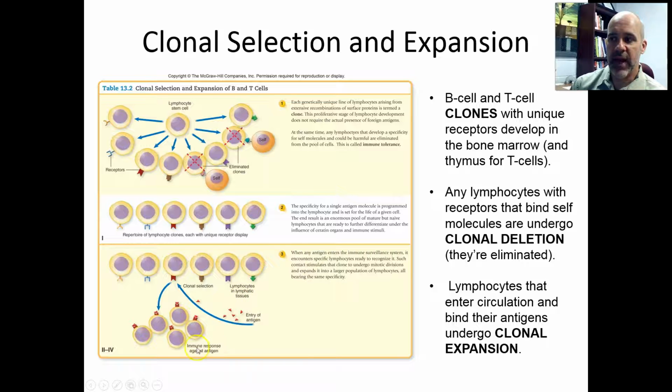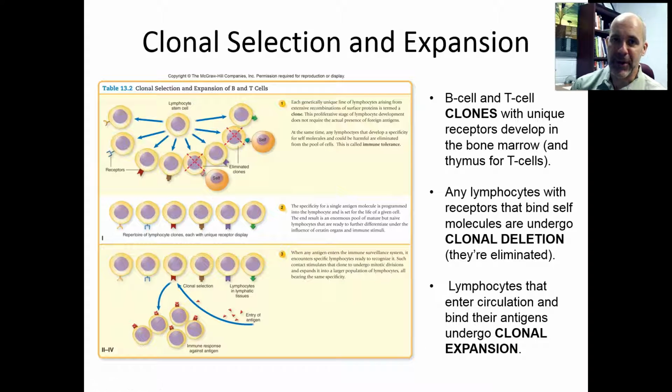And when antigen molecules of some sort of foreign invader, like a bacterium or a virus, attach to those receptors, that individual clone divides over and over again and creates a big population. That's called clonal expansion. So be sure you're familiar with the term clone, what clonal deletion means, and also what clonal expansion is referring to.